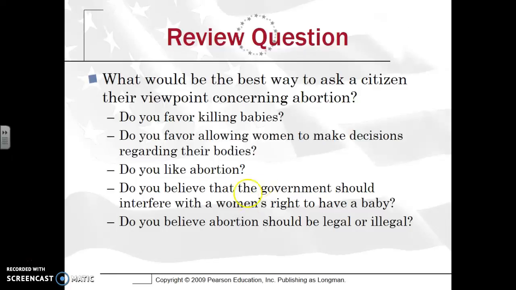And if you selected choice E, do you believe abortion should be legal or illegal? You are correct. Killing babies is certainly biased. Do you favor allowing women to make decisions regarding their bodies? Again, biased. Do you like abortion? Again, you are sort of leading on that question. And do you believe the government should interfere with a woman's right to have a baby? Again, a little bit misleading. The best answer, of course, being E.